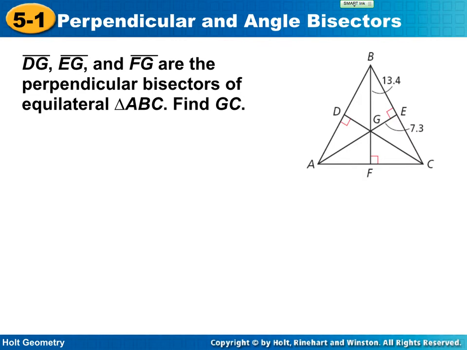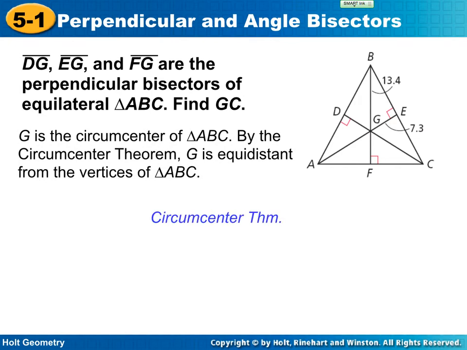What did the theorem just say? Perpendicular bisectors come together to make a circumcenter. Okay. Circumcenter, that theorem says, is equidistant from the vertices of the triangle. So G is the same distance to A, to B, and to C. Did they give us any of those lengths? Yeah, GB is 13.4. So how long is GC? 13.4. How long is GA? 13.4. So it's the same distance to every vertex, all the vertices.